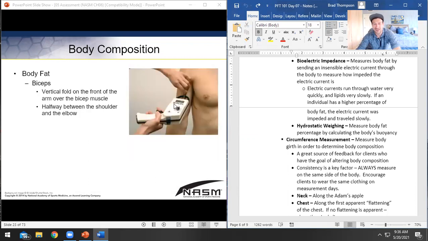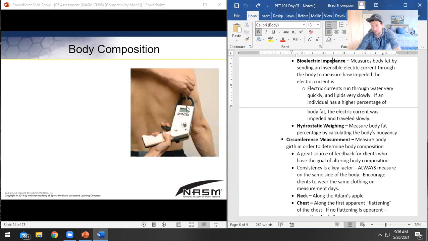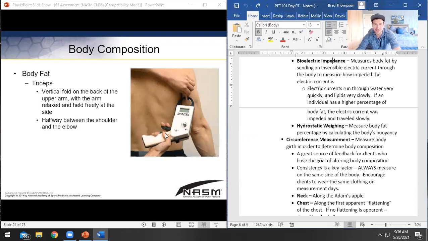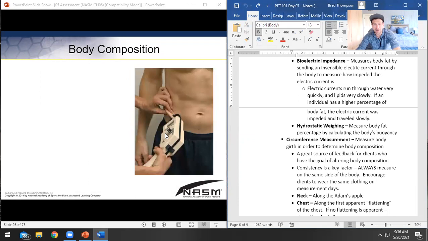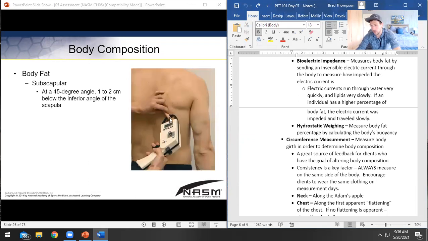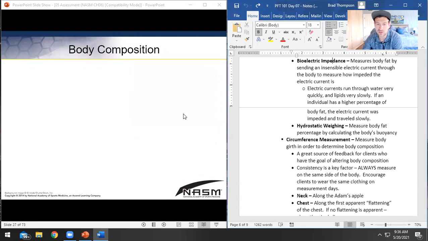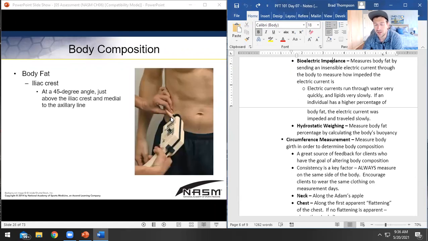There's the bicep, vertical fold halfway between the shoulder and the elbow. There's the tricep, vertical fold halfway between the shoulder and the elbow. Subscapular, 45-degree angle fold, 1 to 2 centimeters below the inferior angle of the scapula. So trace their scapula until you see that. 1 to 2 centimeters below that, and you're going to go at sort of a 45-degree angle. And then the same thing is true here. 45-degree angle just above the iliac crest. So just above that little knob on the hip there.